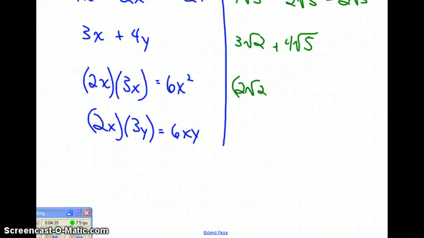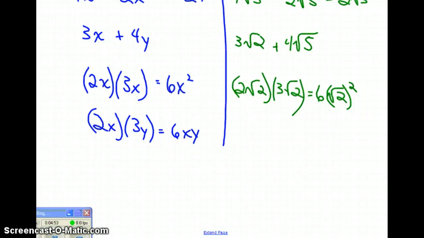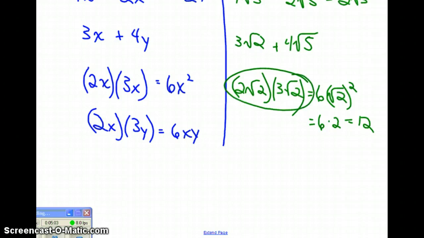Square root of 2 times 3 square roots of 2. Well, just like you did over here, that is 6 square roots of 2 squared. But what happens to a square and a square root? They're the opposite of each other. They are inverses, so that's 6 times 2, which is 12. So this is equal to 12. If you have like bases, you square them, the radical goes away.